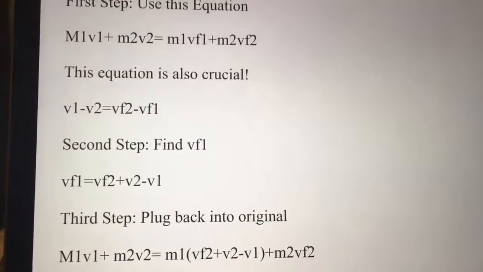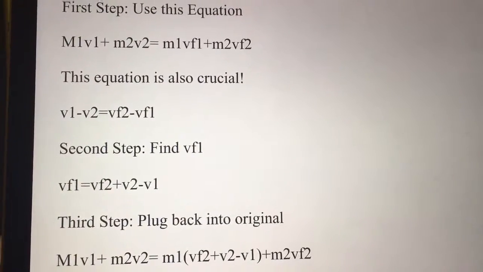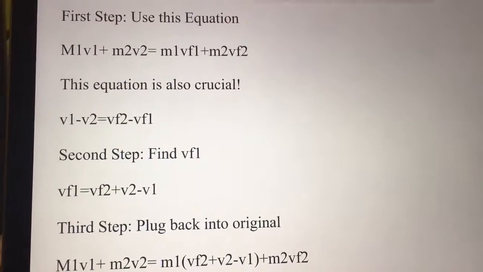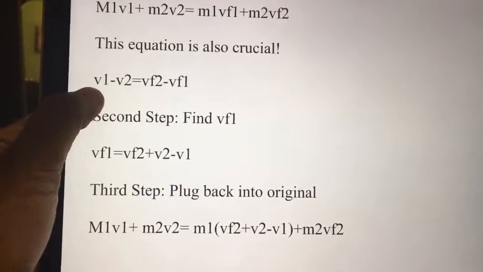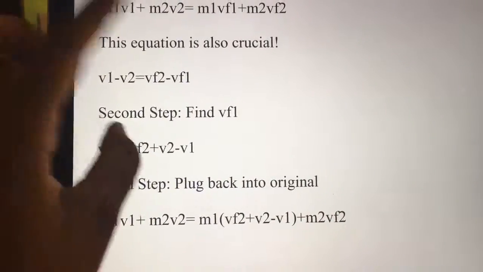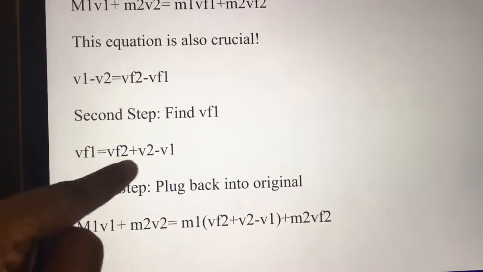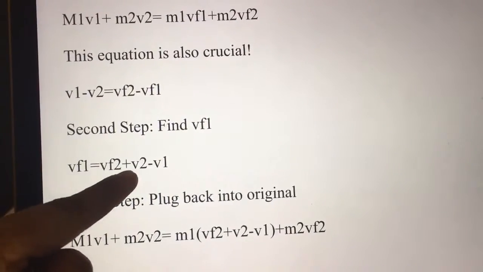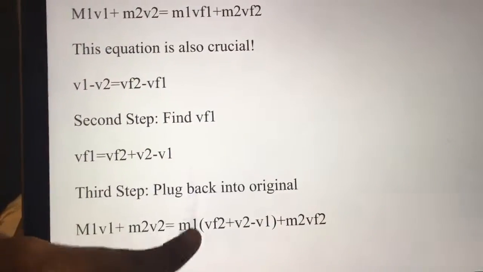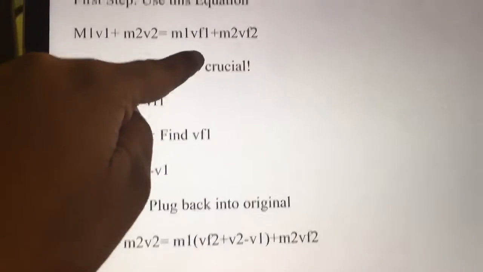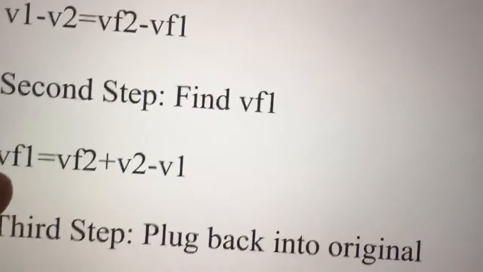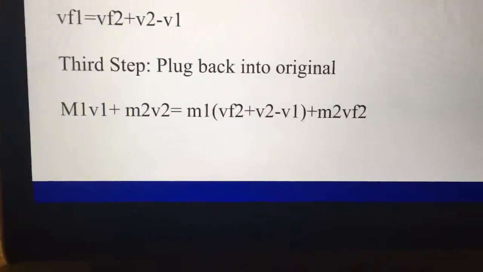Use the first equation, m1v1 plus m2v2 equals m1vf1 plus m2vf2. You also need this equation. Second step is to solve for either vf1 or vf2. I chose to solve for vf1. So I get vf1 equals vf2 plus v2 minus v1. Plug this back into this. So this all the way here, this is what you get.